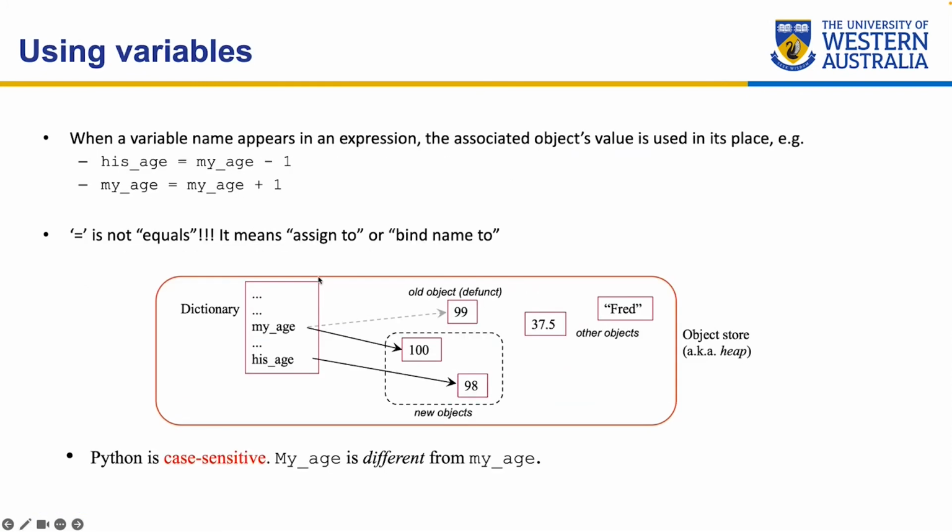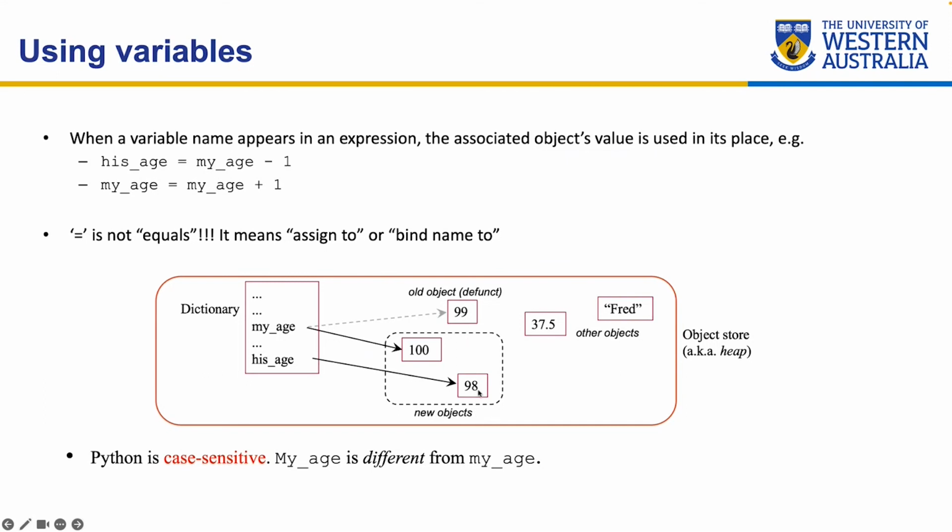Okay, so here's an example. We created my age, which equals 100. And then we created his age equals my age minus 1. So at this point, when this line gets executed, remember Python executes line by line. This variable gets created inside the dictionary with the reference pointing to 98. Sorry, my age started from 99. So his age is now 98.